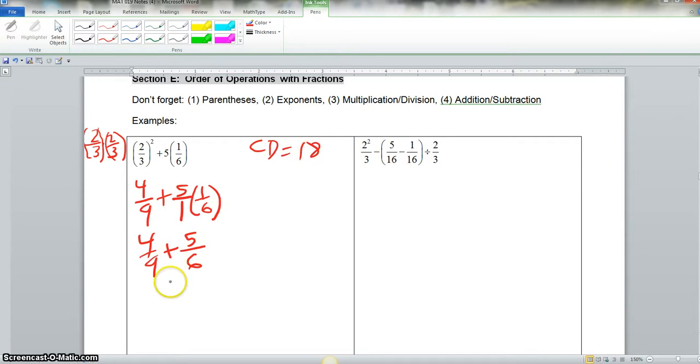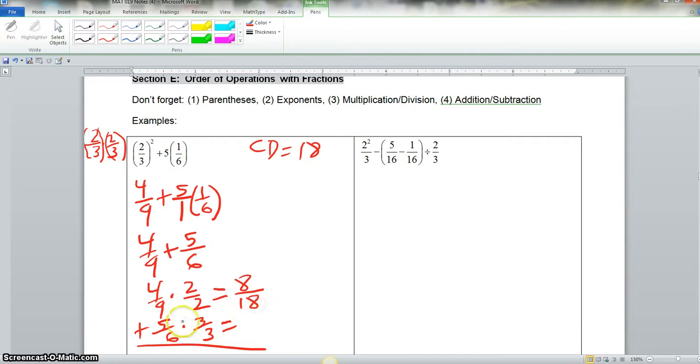So we could set this up as 4/9 plus 5/6. We know 18 divided by 9 is 2, so we'll multiply by 2 over 2. 18 divided by 6 is 3, so we'll multiply by 3 over 3. 4 times 2 is 8. 9 times 2 is 18. 5 times 3 is 15. 6 times 3 is 18.